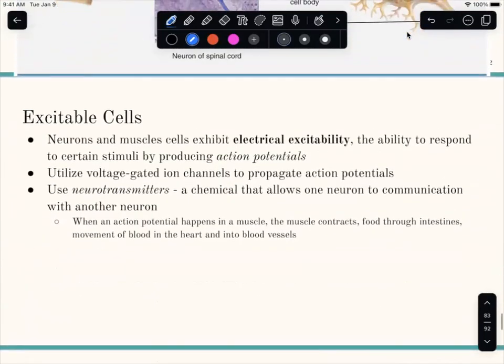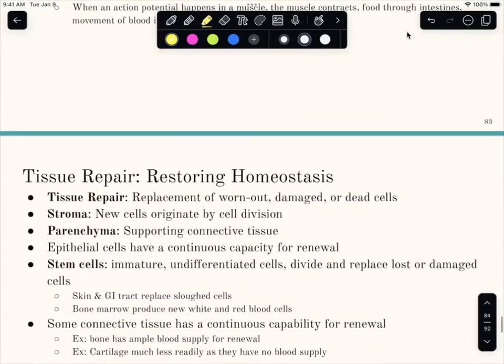So I talked about neurons, nervous tissue being able to send electrical signals. They are electrically excitable. But neurons aren't the only ones. Muscle cells are also the other type of cell that is electrically excitable. Neurons tell your muscle to contract by using these electrical action potentials to communicate with each other.